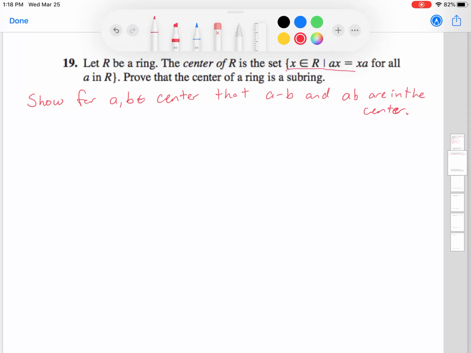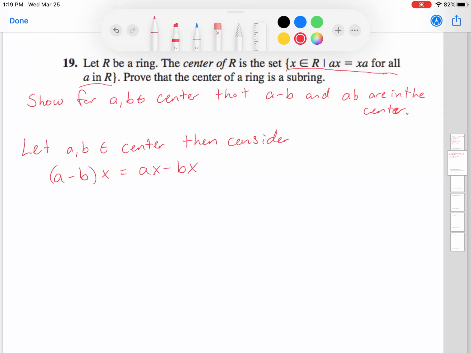Now, to be in the center, we have x that is in R, our ring, such that ax equals xa for all a in R. So, let's let a, b be in the center. Then consider a minus b times x.